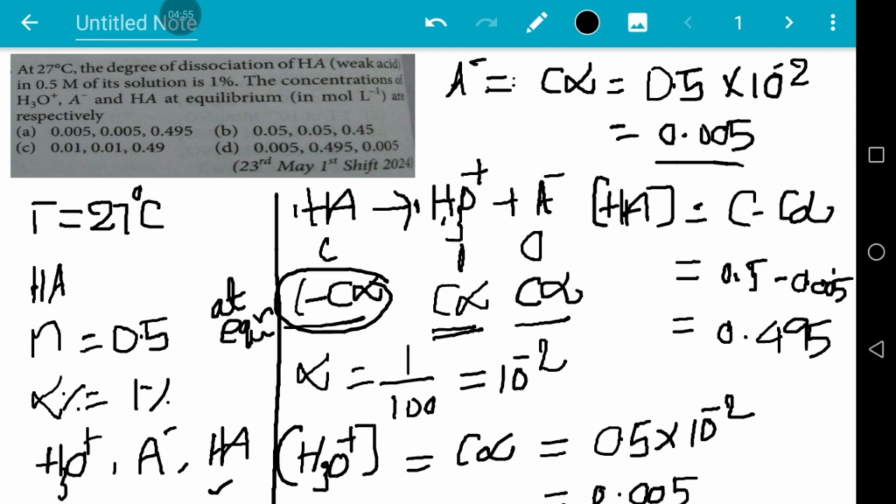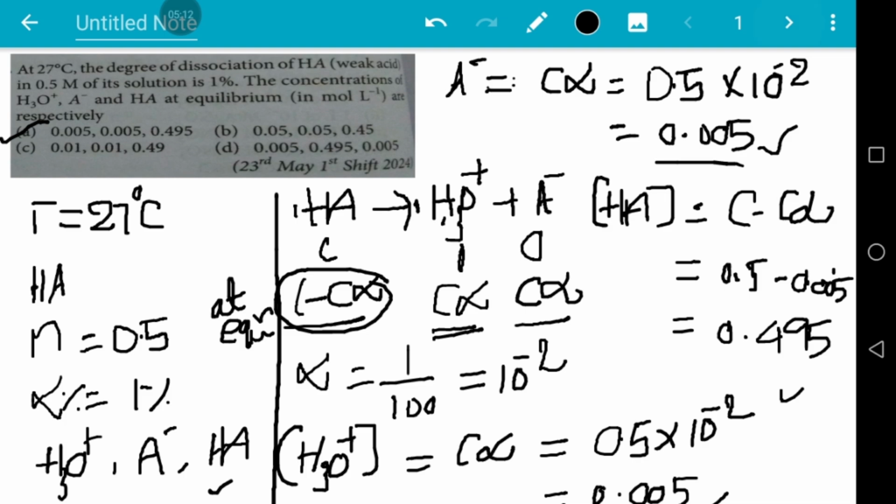So the H3O plus concentration is 0.005, the A minus concentration is 0.005, and the HA concentration is 0.495. So what is the option? Option A is the correct answer. So this is the first question.